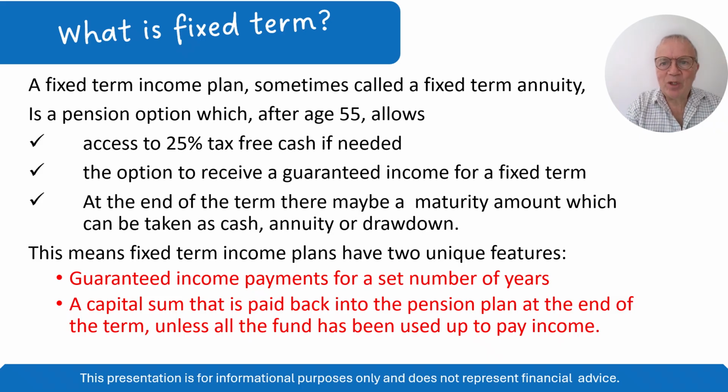Well, it's sometimes called a fixed term annuity. It's a plan where you can invest your pension pot, you can access 25% cash in the normal way. There's an option to receive a guaranteed income for a fixed term. At the end of the term, there may be a maturity amount which can be taken as cash, an annuity, or a drawdown. So this means fixed term income plans have two unique features: guaranteed income payments for a set number of years, and a capital sum that is paid back into the pension pot effectively, and can be used to pay income or taken as cash.